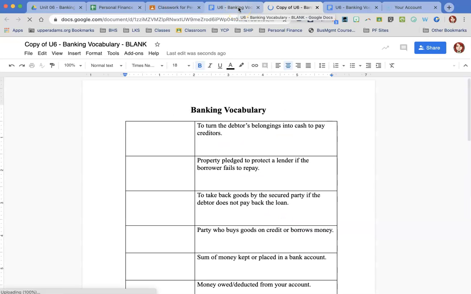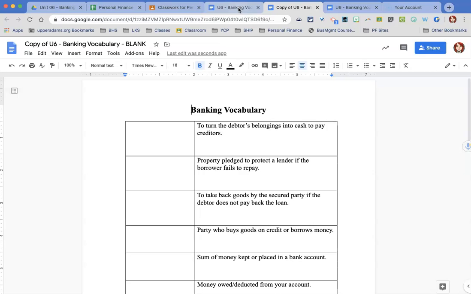All right, so in the blind Kahoot, you would have been presented with the definition: to turn a debtor's belongings into cash in order to pay creditors. Do you remember what that term was? Called liquidate. When you liquidate something, you basically are turning it into cash. So I might liquidate a car by selling it, just for instance.